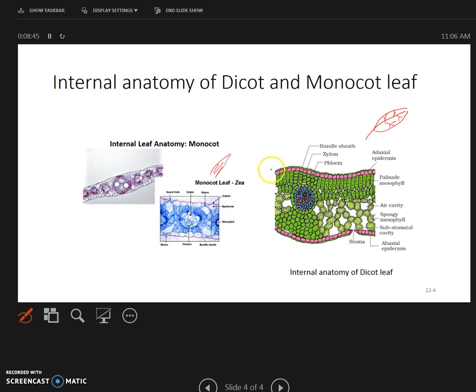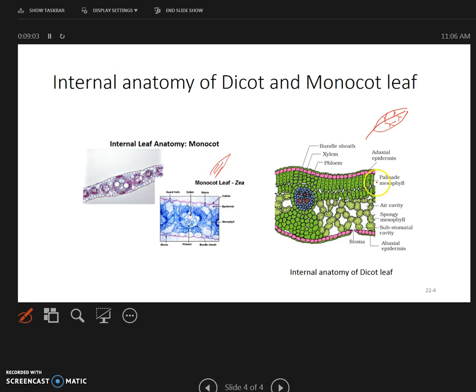All right. This is the outer anatomy. But what about the inner structure? What about the inner anatomy? Well, first and foremost, the nature of orientation. In dicot leaf, like I said, dorsiventral, and these are isobilateral. That means, fancy word, upper and lower surface same.